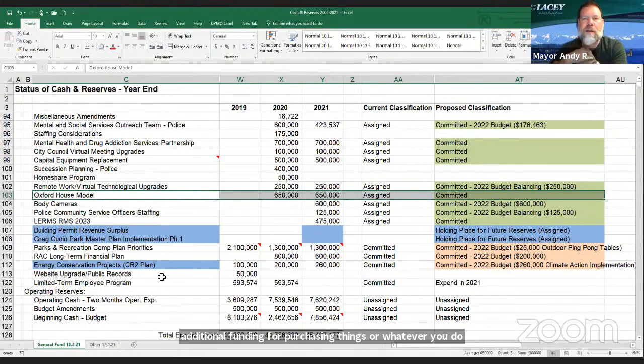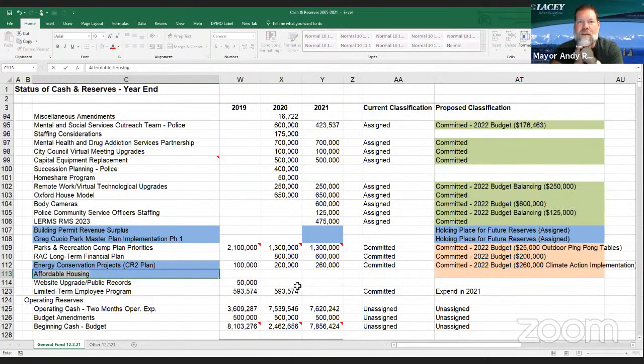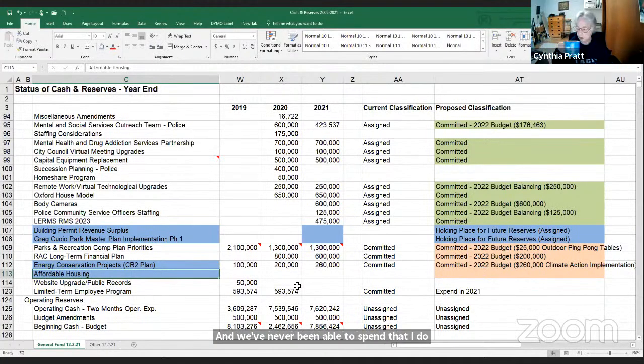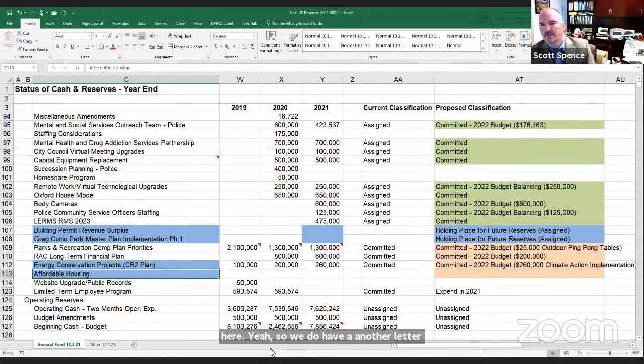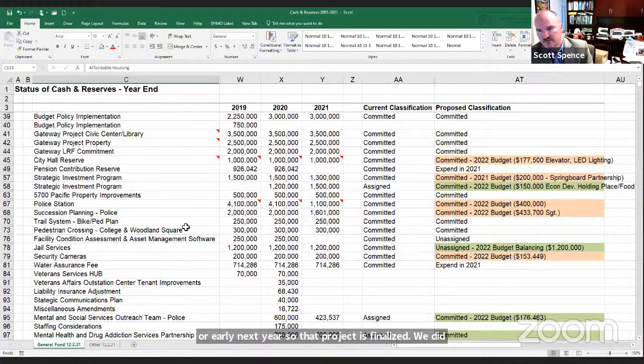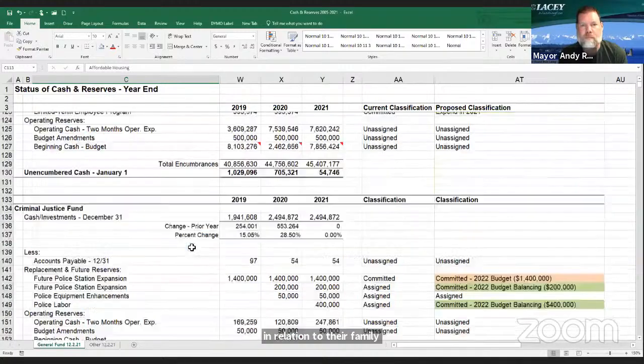That's a good question. We had committed reserves for the Northeastern public schools. Remember the housing, and we've never been able to spend that. I don't see that here. We do have another letter of commitment with Homes First, so that is in place still. There is an expectation that those funds will be committed either late this year, or early next year. So that project is finalized. We did give $250,000 to the school district in relation to their family and children's support center.